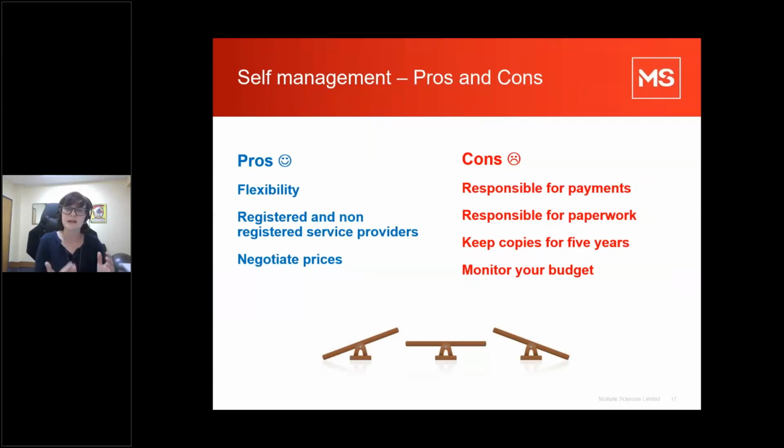So some pros, again, that flexibility, it's really, really flexible. You can use registered and non-registered. As with plan management, you can use registered and non-registered. You can really, really negotiate with this. So with plan management, you can negotiate prices down, but with self-management, you can actually negotiate prices up. And I know that sounds odd, but that means that you don't have to follow the price guide at all.